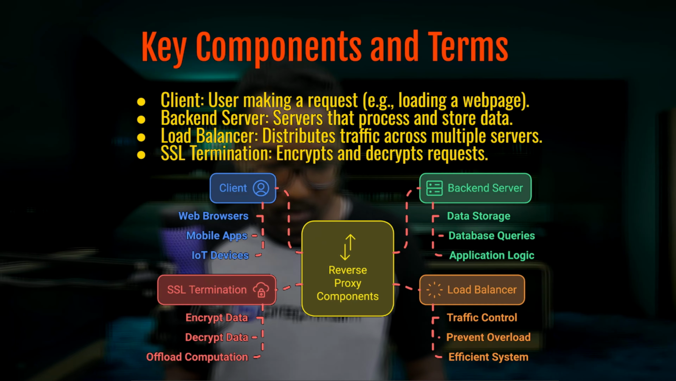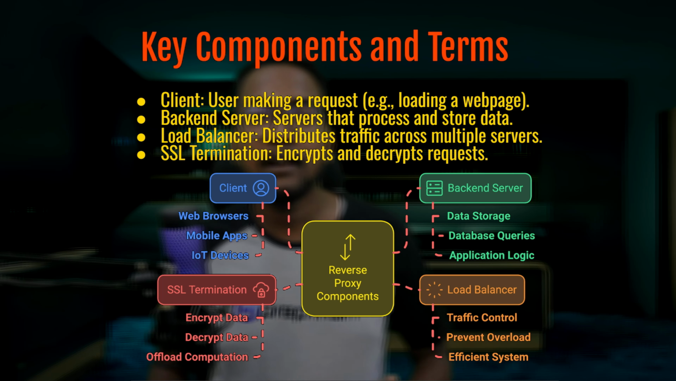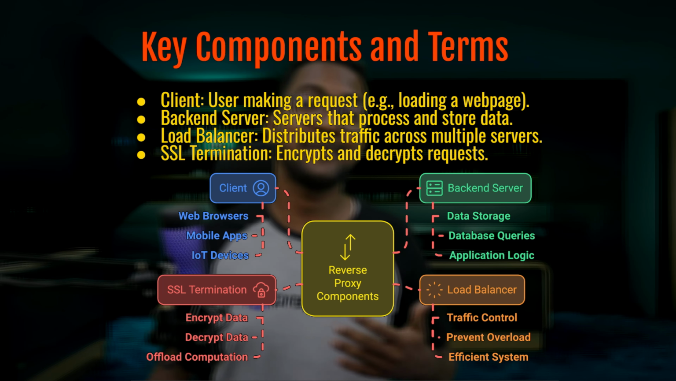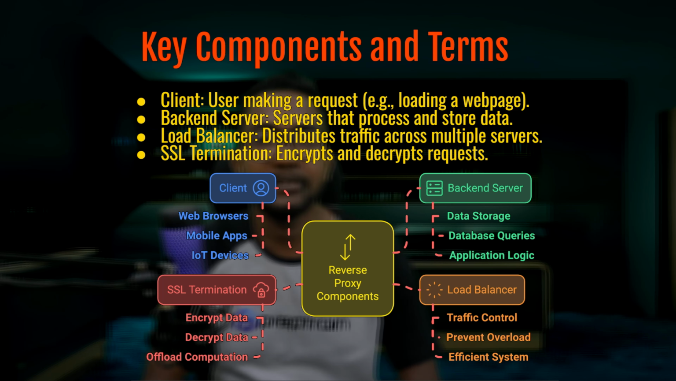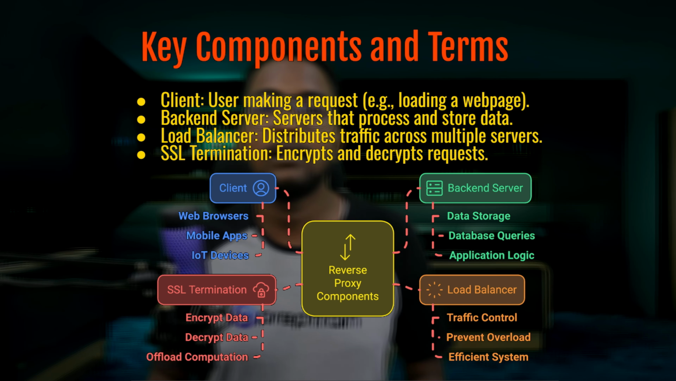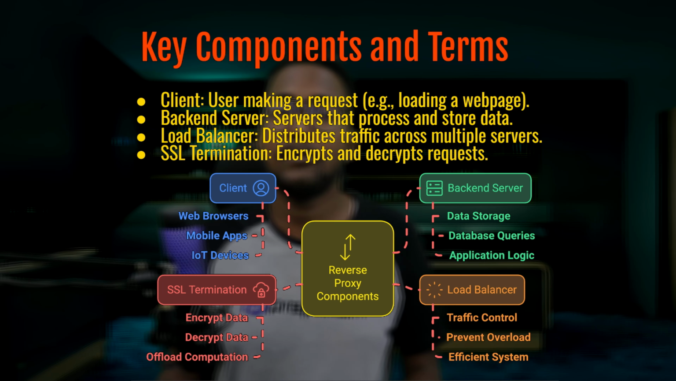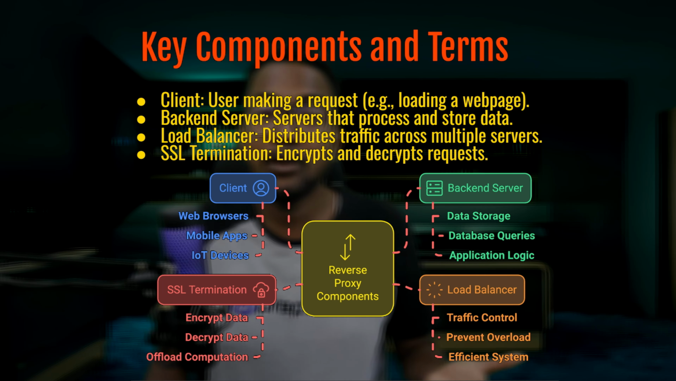Okay, so now that we understand the basic superpowers of reverse proxy, let's break down some of the key components and terms that you need to know when you are working with them. First up, we have the client. In basic terms, the client is the user or device that's making a request to the server. For example, when you open your browser and type in a website URL, your browser acts as a client. It sends a request to the server to load the web page, and a client can be anything from a web browser to mobile apps or even Internet of Things, or IoT, devices.